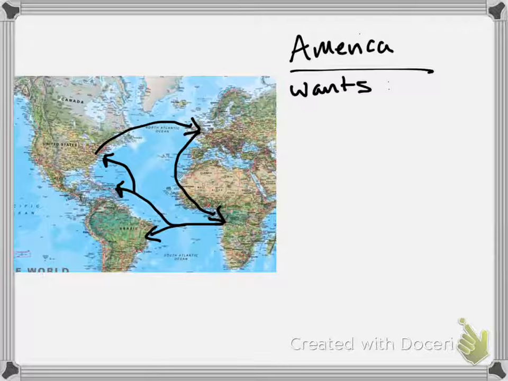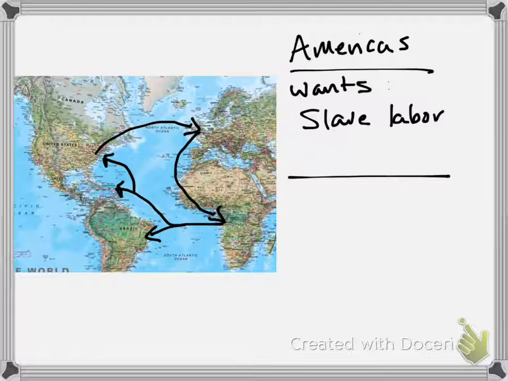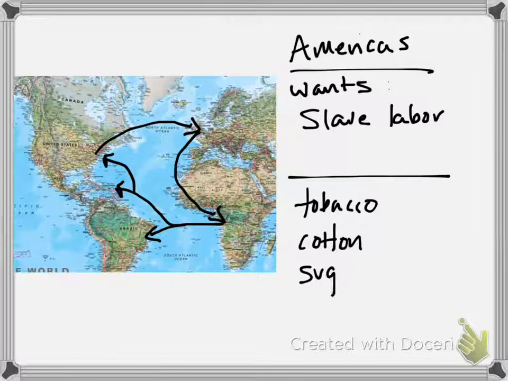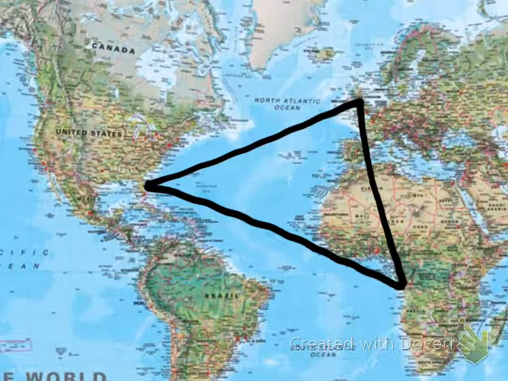And now we get to the Americas. The Americas, they want cheap labor. So they want slave labor because they are producing a number of very labor-intensive crops. So they have crops like tobacco to sell, cotton to sell, and sugar to sell. So they are happy to trade those things for slaves that were coming from Africa. So this route of trading formed what we call the triangle trade because of its shape.